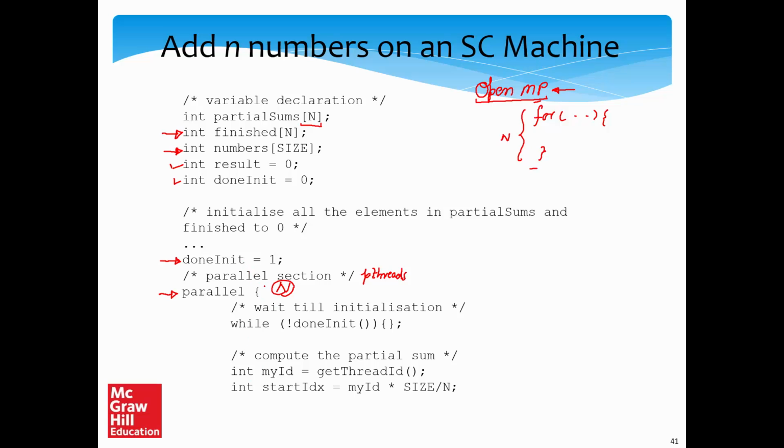Now it is very much possible that when the threads start, we need to ensure that the initialization is done. So let's just ensure that done init is equal to 1. Sorry, I think this bracket should not be there over here. So while done init is not equal to 1, we will keep repeating in an empty loop, or rather wait for it.